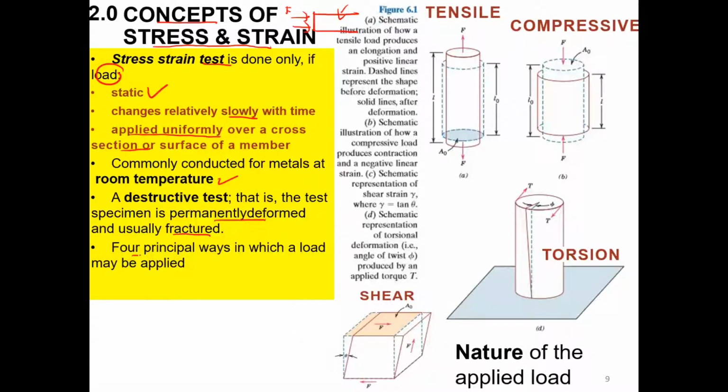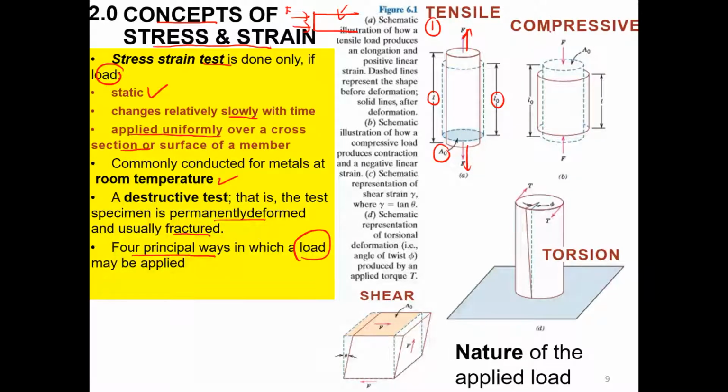We use four principal ways, depending on the load applied. Number 1 is the tensile test. Tensile means you are trying to extend the specimen. Here we can see the changes in the length, which is L naught and L, and also the changes in the area A. The dashed line means the original dimension, and the solid line here is the final dimension.